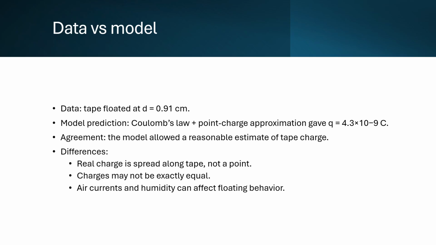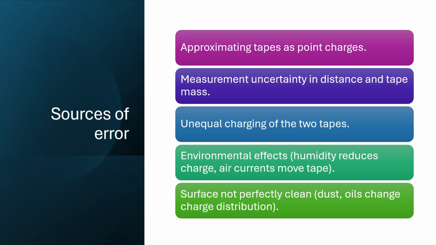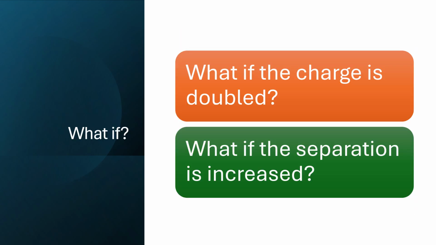And you can see these are the differences and similarities between the data and the model. And these are some of the sources of error. Approximating tapes as point charges, obviously that isn't exactly accurate, but we did it to help us in this lab. And obviously the two tapes won't have equal charges because some of it might have been lost to our hands and everything. And surfaces might not be extremely clean. There are other environmental effects.